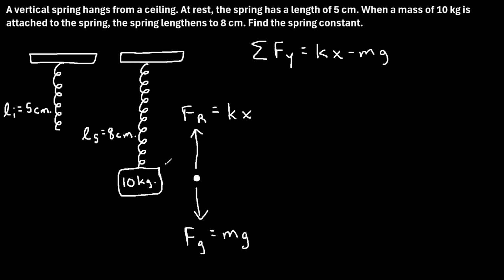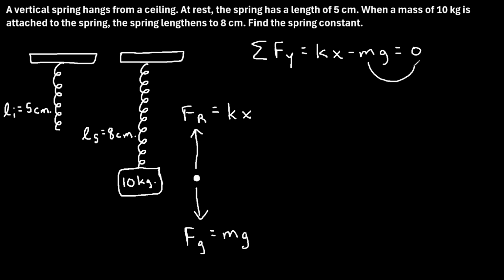And another thing that we know is that in this situation, when the mass is just hanging here and the spring has lengthened to 8 centimeters, it's just at rest. So these total net forces must be equal to 0. So this quantity must be equal to 0. And once we write this out like this, notice that we have everything that we need to solve for k, the spring constant.